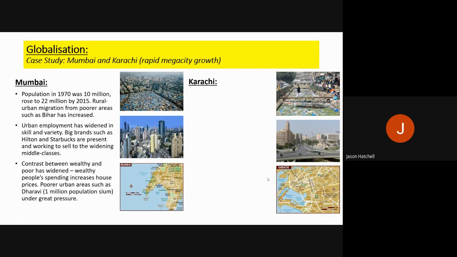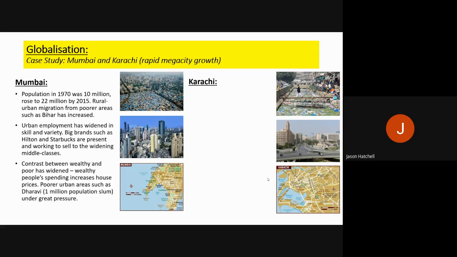There is a massive contrast in Mumbai between the wealthy and the poor, though. The wealthy people have spent more and more on housing, for example, and that's made house prices rise higher and higher, whilst poorer areas such as Dharavi in Mumbai, a slum with a 1 million population, are under great pressure. Their land space is also being taken up by new developments, which are tailored towards the middle and upper classes as well. So there's a big inequality issue, a poor versus rich issue, in Mumbai.